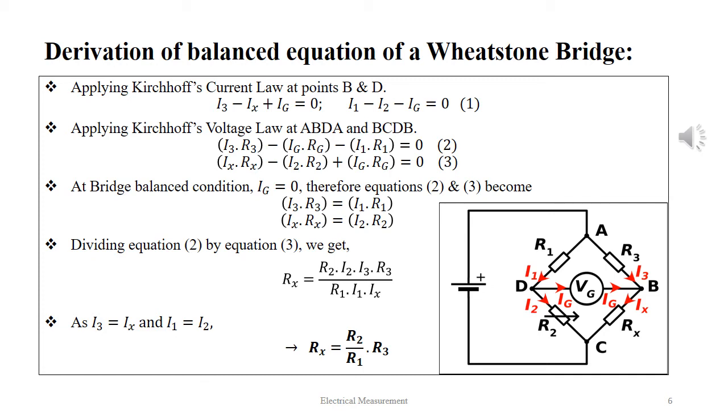At bridge balance condition, Ig is equal to 0. Therefore, equations 2 and 3 become I3 R3 equal to I1 R1 and Ix Rx equal to I2 R2. Dividing the modified equation 2 by modified equation 3, we get Rx equal to R2 I2 I3 R3 whole by R1 I1 Ix. As I3 equal to Ix and I1 equal to I2, we get Rx equal to R2 by R1 whole into R3.